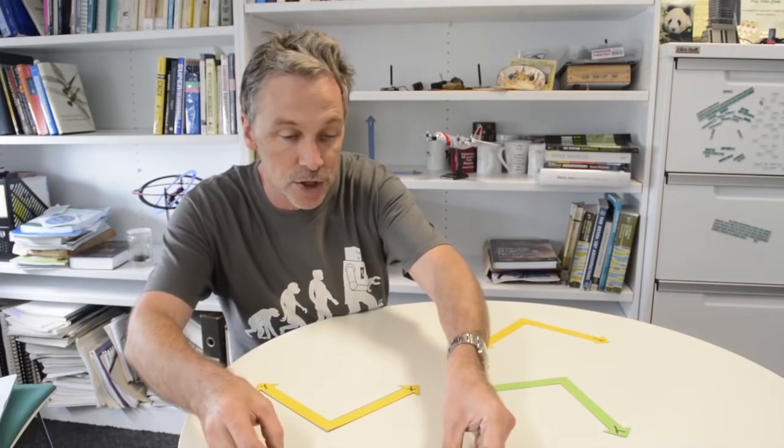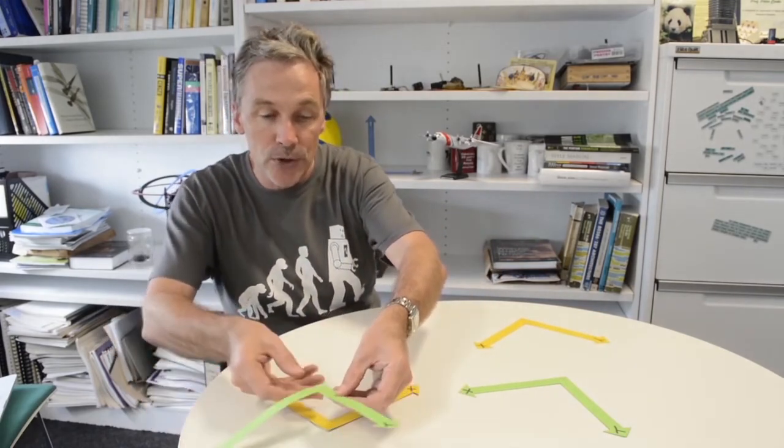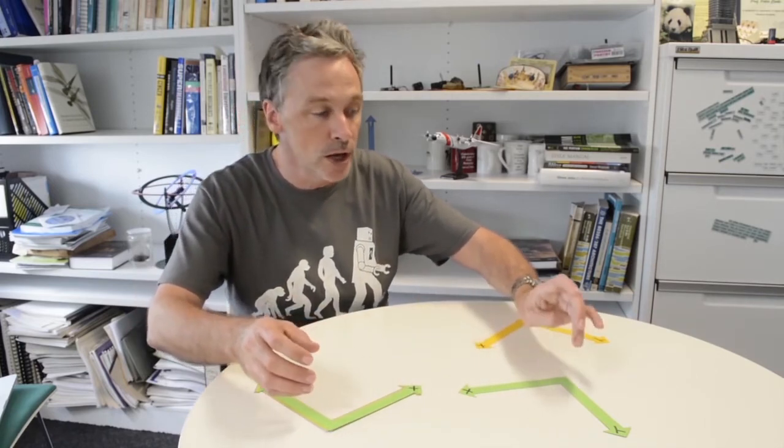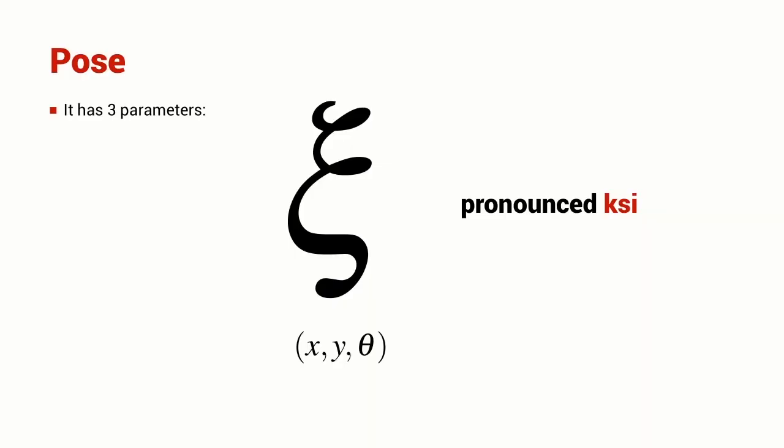And we can do that by picking up the big robot's coordinate frame, and we make a translation in the world x direction and then in the world y direction, and then we rotate it until the axes line up, and that then is a relative motion or a relative pose from this coordinate frame to this one. I'm going to use this Greek letter, which is pronounced xi, to represent pose. In a two-dimensional world, pose has got three parameters: x and y, which represent the offset from the origin of one coordinate frame to the origin of the next coordinate frame, and the angle theta, which represents the rotation from one coordinate frame to the next.